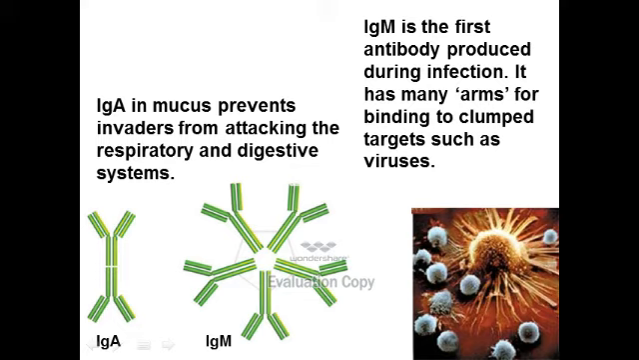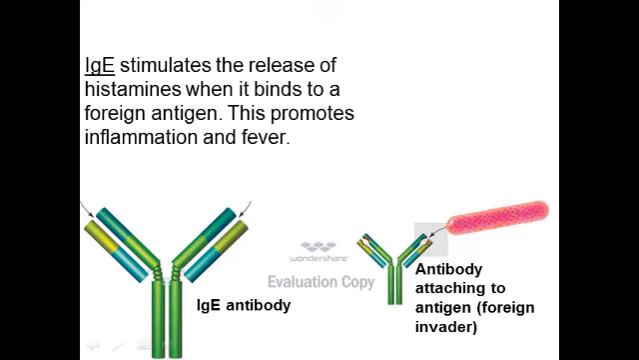IgM is often our first responder to infection. It has many arms, and it's especially effective at destroying viruses that tend to be clumped, and those many arms just start scooping up viruses, marking them, and bringing the APCs along for destruction. An antibody called IgE stimulates the release of histamines, which is going to promote inflammation and fever. It accounts for the miserable, achy, hot feeling we get when we're sick. But it also helps us to recover a little quicker.